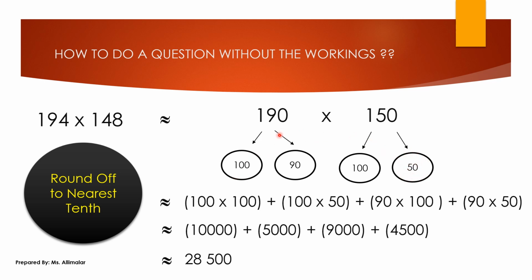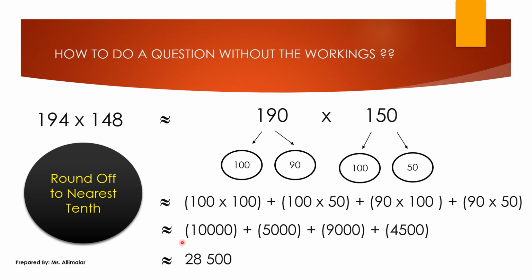Okay, guys, you see, the first step was this 100 you times with this 100, and then the second step, this 100 you times with 50. That is why you have 100 times 50 here, and then you put plus. Now look at this one, 90 times with this 100. So that is why you have 90 times 100 here. And then the last step, this same 90 you have to times with 50. So you have 90 times 50.